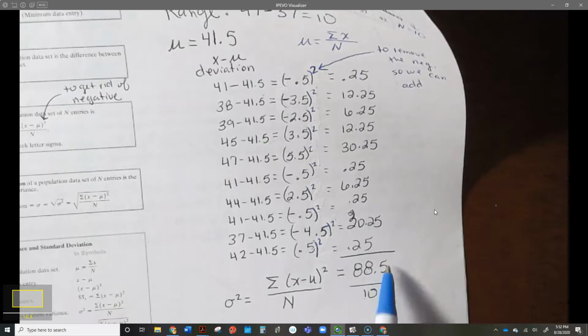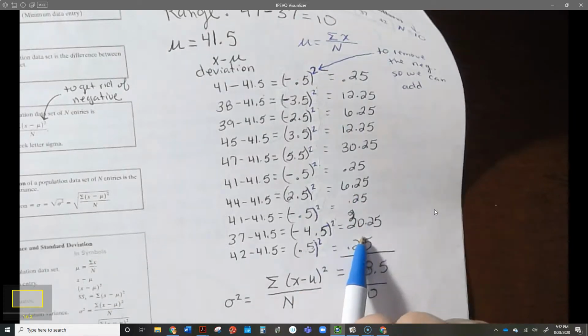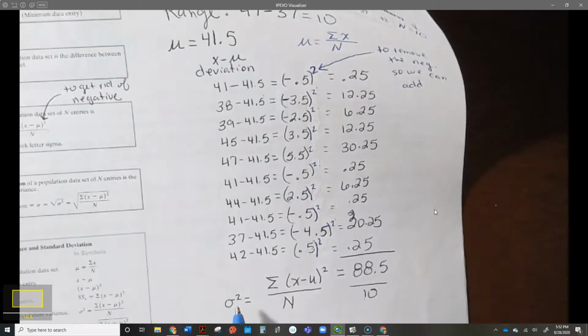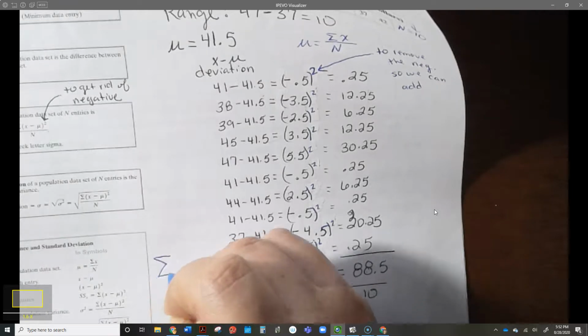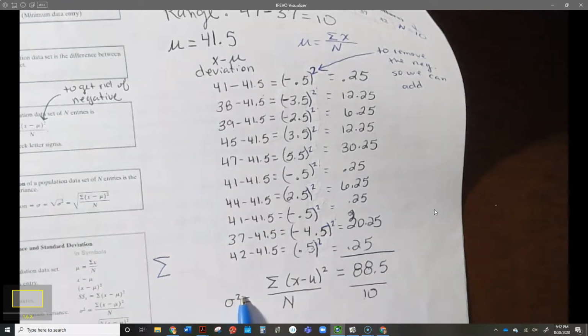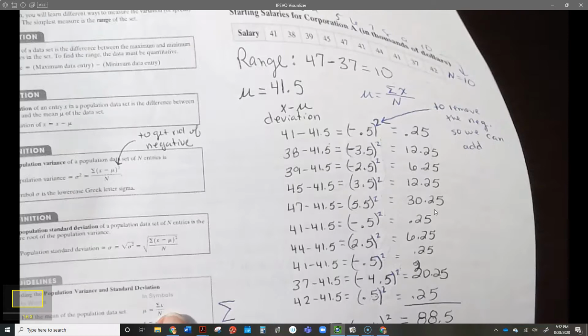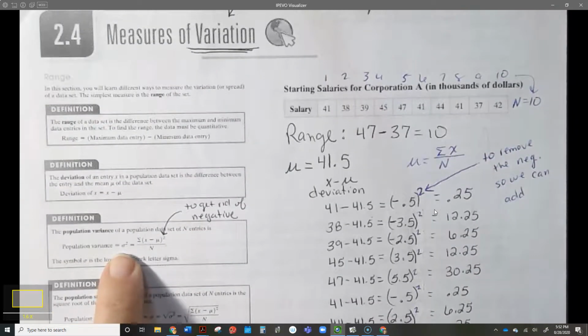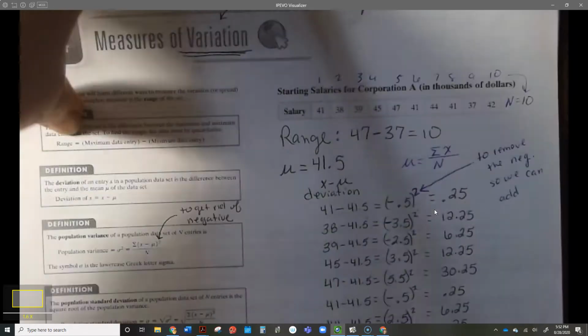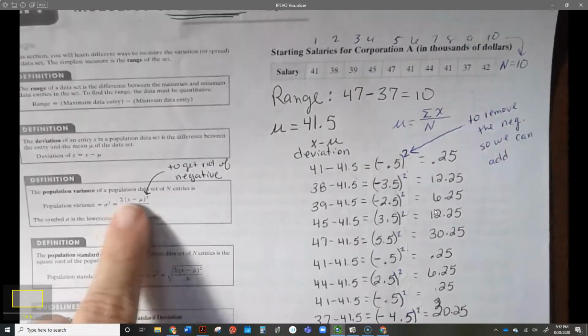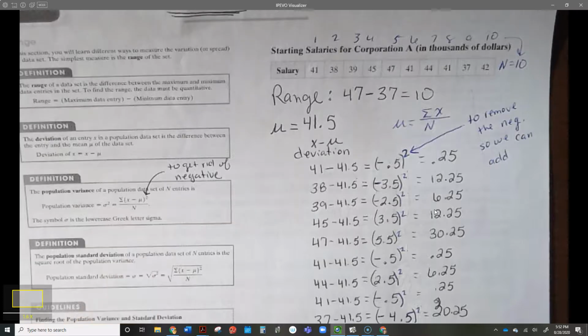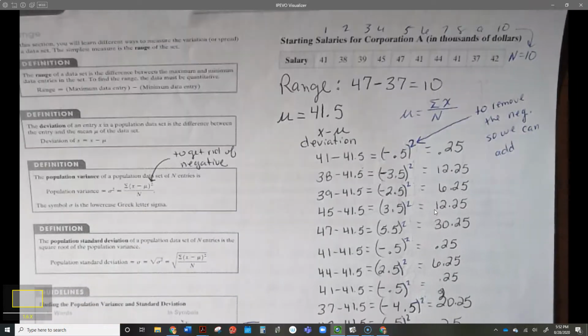So the average of the sum of the differences squared, this is sigma. This is the lowercase sigma. Remember, this is uppercase sigma. This is lowercase sigma. Sigma squared, that number right there is called the population variance. And variance is really just the average of the distances. That's what you need to think about, the average of the distances.